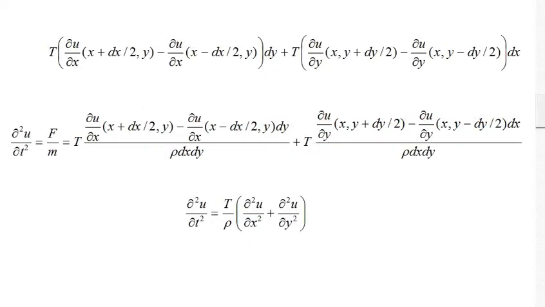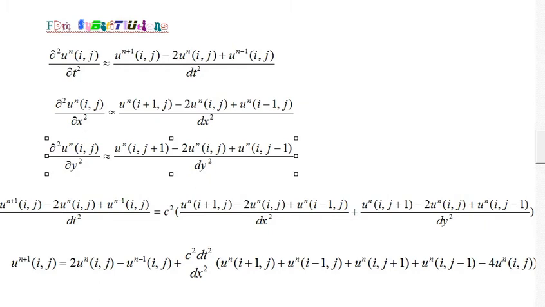So, the vertical force on the control volume is given by the top line. From Newton's second law of motion, the vertical acceleration of the control volume equals the sum of the forces acting on the control volume divided by the mass of the control volume, which is rho times dx times dy. And we have the second line. Taking the limit as dx and dy go to zero gives us line 3, the two-dimensional wave equation. As always, we make the FDM substitution in the model and solve for u at time t n plus 1.